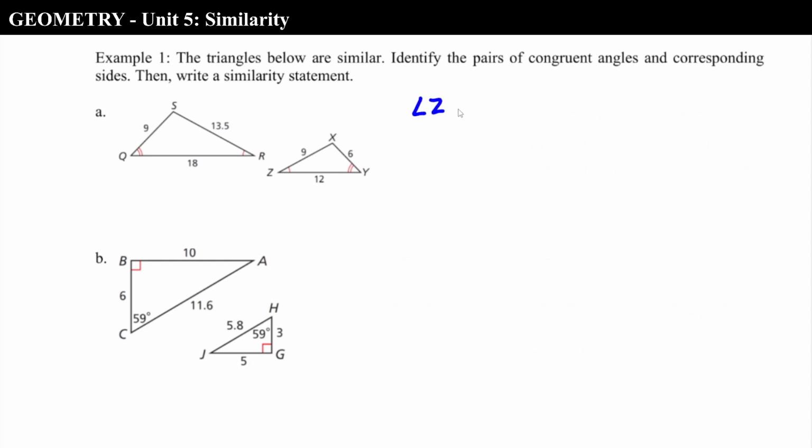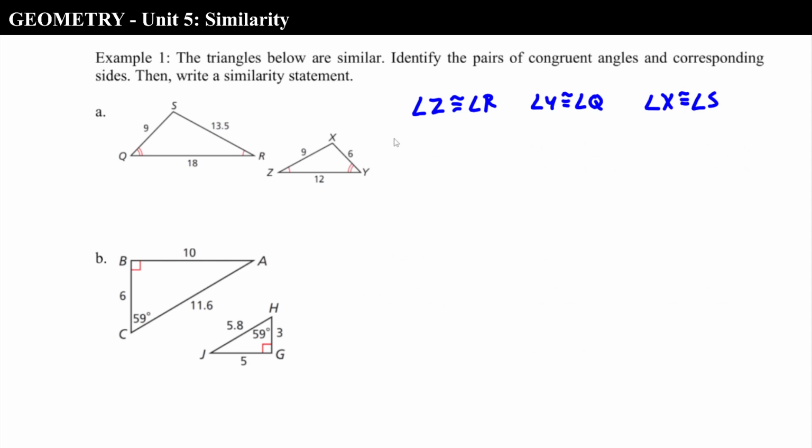So we have angle Z is congruent to angle R. That is indicated by the 1 tick mark on that angle. We also have 2 tick marks on Q and Y, so we can say angle Y is congruent to angle Q. Now, since two pairs of angles are congruent between these two triangles, then by default, the third angle must also be congruent. So angle X is congruent to angle S.